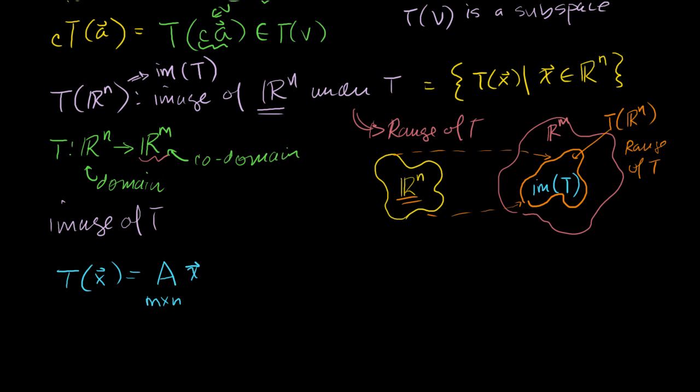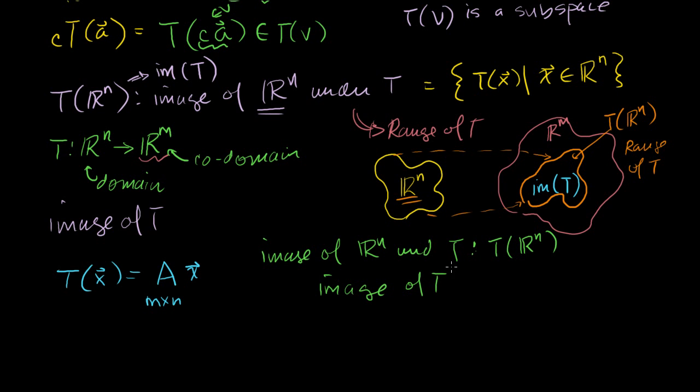And what is this? So what is the image? Let me write it in a bunch of different ways. What is the image of Rn under T? We could write that as T of Rn, which is the same thing as the image of T. Notice we're not saying under anything else, because now we're saying the image of the actual transformation, which we could also write as the image of T.